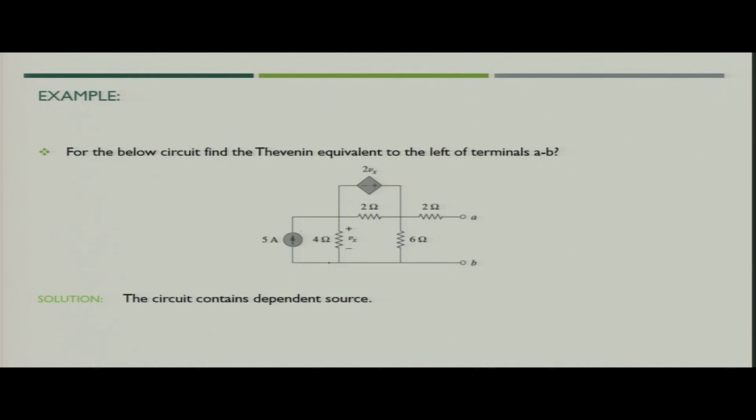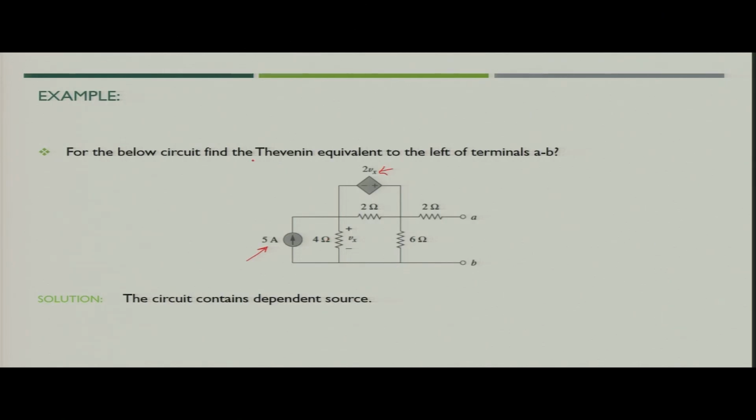Now, let us see this particular circuit. There you will see we have one independent current source of 5 ampere value. Additionally, we have one voltage source which is dependent voltage source, and the value of voltage is depending upon the voltage across 4 ohm resistance.